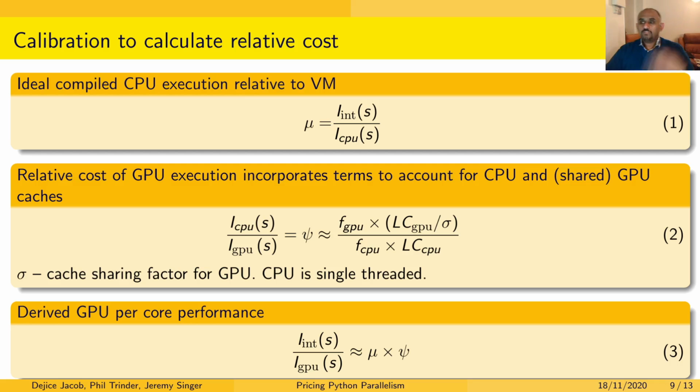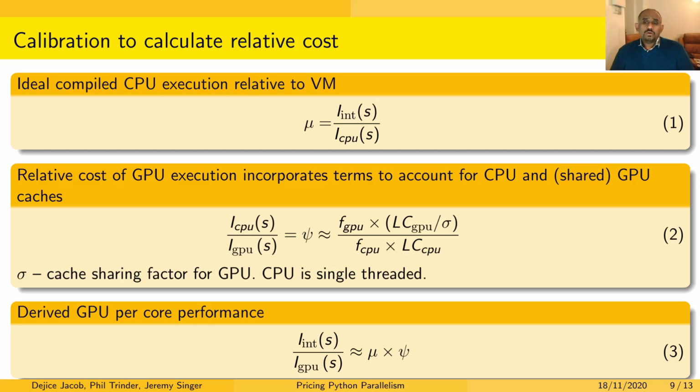Now we have three terms, each with its own abstract cost in it, which is i_int, i_CPU, and i_GPU. Now how do we bring these together? We profile a simple statement, then profile it with the JIT compiled CPU version, and then execute it in the interpreter. And we find the value mu, which is the speedup of the CPU over the interpreter.